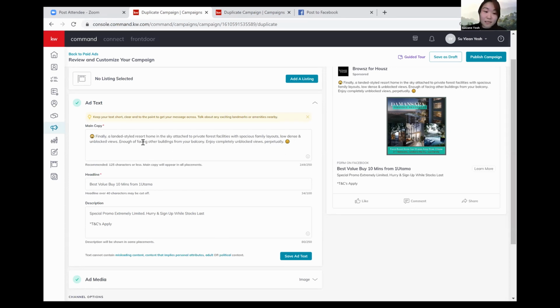So this one is like, finally a landed style resort home in the sky attached to private forest facilities, spacious family layouts, and low density and unblocked views. Okay, so like the ending, I like to have a bit of punch, like enough of facing other buildings from your balcony, enjoy completely unblocked views perpetually. So again, same thing, the headline for the call to action is like, it's the best value buy, 10 minutes from One Utama. So if that's what you're looking for, gotta sign up lah.